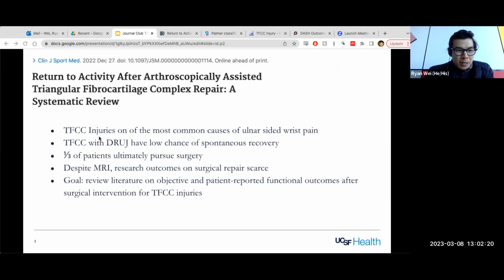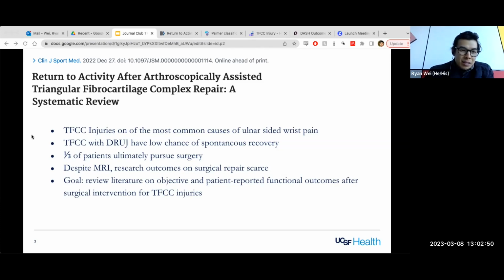So the purpose of this article was to look at outcomes from arthroscopic TFCC repairs. The reason being that TFCC injuries are the most common cause of ulnar-sided wrist pain. And we talked about earlier that TFCCs with DRUJ injuries have instability, and also probably the reason that they have a low chance of spontaneous recovery. The authors cite that a third of the patients that have TFCC injuries ultimately pursue surgery.